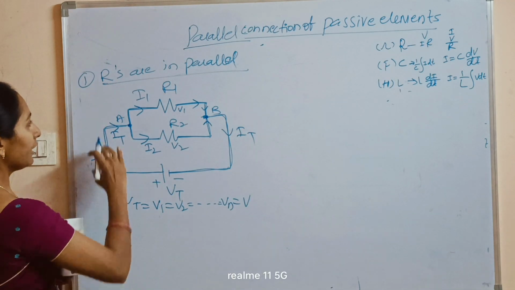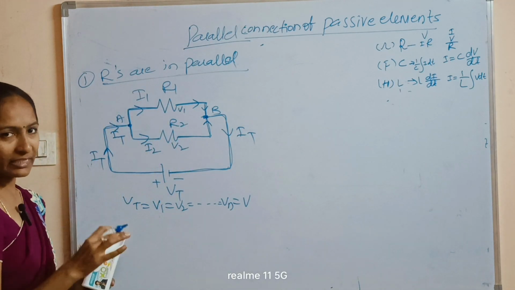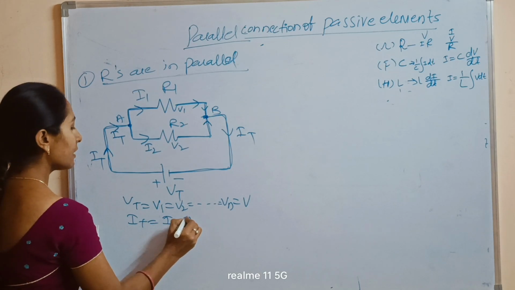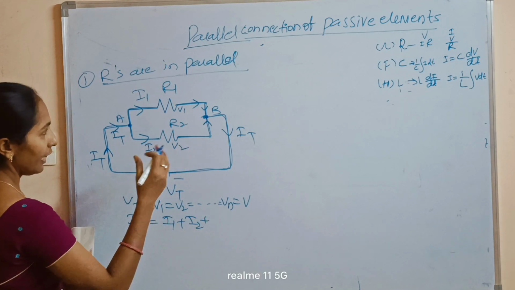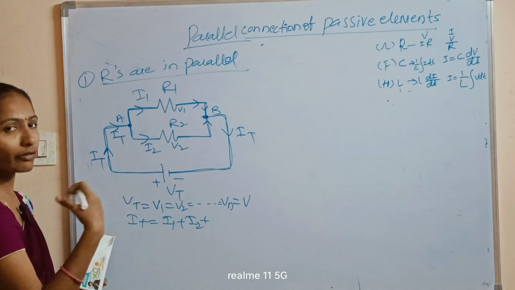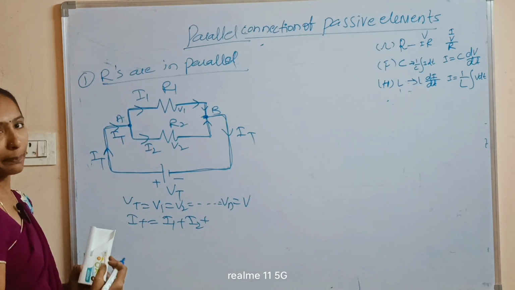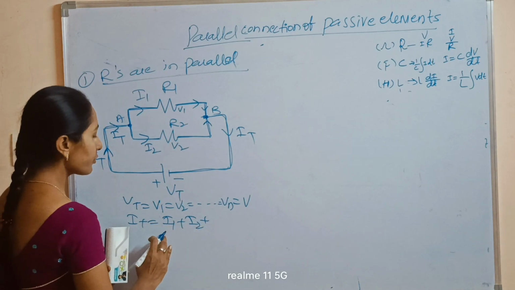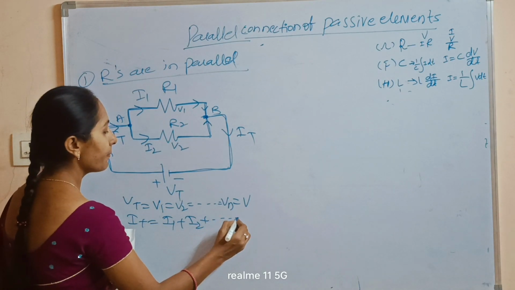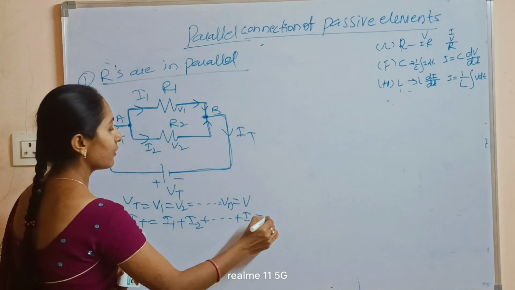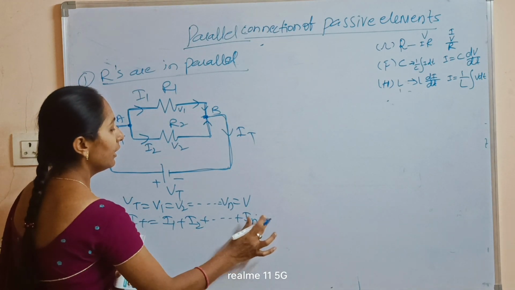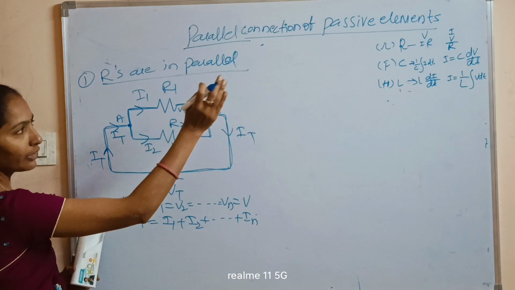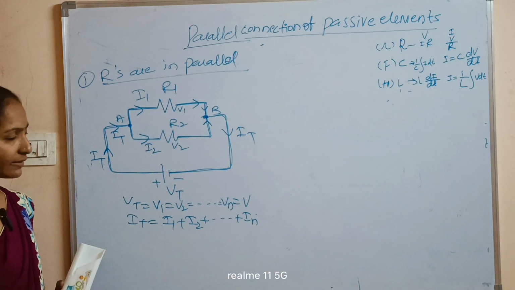Okay, so in a parallel connection, current is divided. I total is equal to I1 plus I2 plus so on. If n number of resistors, or n number of inductors, or n number of capacitors are connected in parallel, current is in divided mode. So I1 plus I2 plus so on plus In, we can write it based on the current flowing through the resistor, the current flowing through the inductor, and the current flowing through the capacitor.